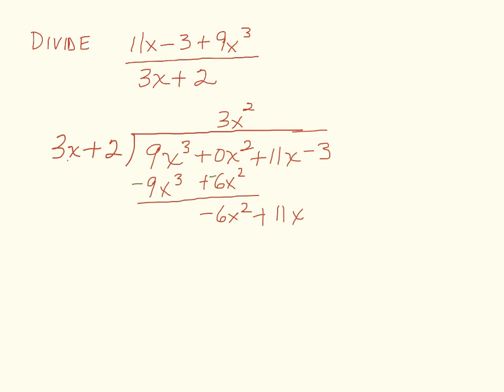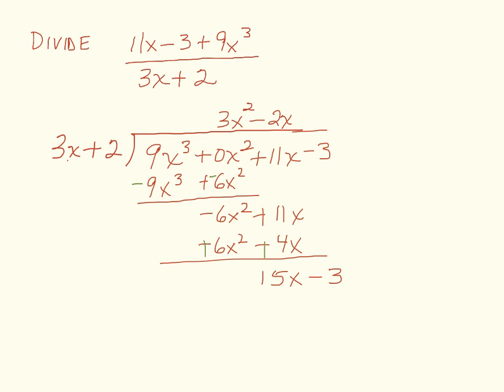Then divide. 3x into negative 6x squared is negative 2x. Negative 2x times 2 is negative 4x. Negative 2x times 3x is negative 6x squared. But we're going to change the signs now. That's what subtraction does. It changes the sign. Now we combine them. 11x and 4x is 15x. I know the 6x squares are going to go to 0, so I don't have to write anything else. I just need to bring down the negative 3.